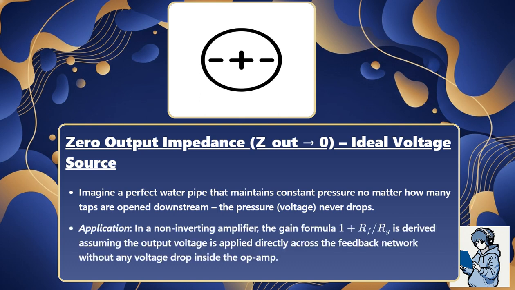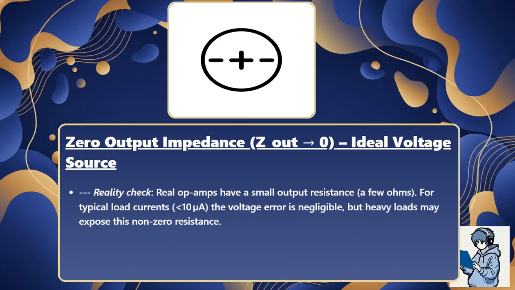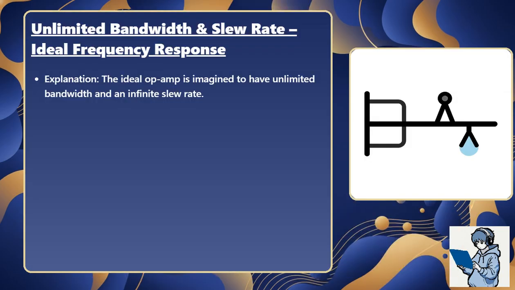Application: in a non-inverting amplifier, the gain formula 1 + RF/RG is derived assuming the output voltage is applied directly across the feedback network without any voltage drop inside the op-amp. Reality check: real op-amps have a small output resistance, a few ohms. For typical load currents less than 10 microamps, the voltage error is negligible, but heavy loads may expose this non-zero resistance.